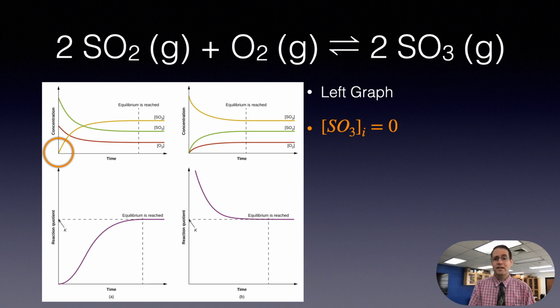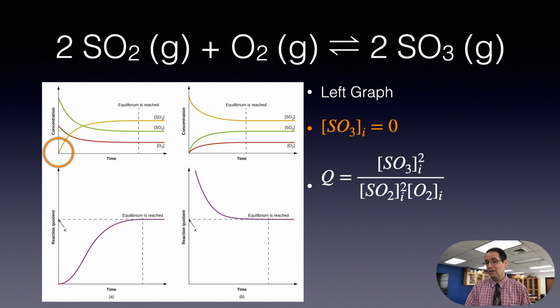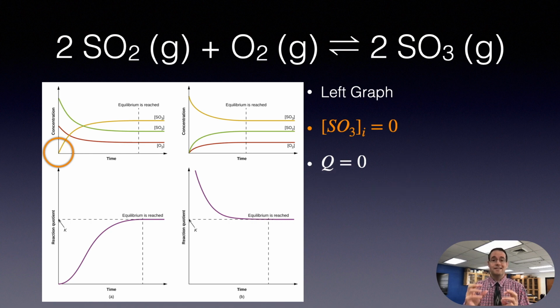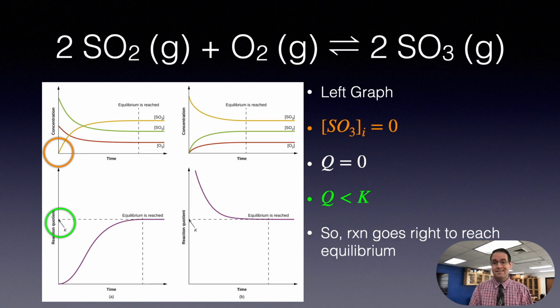So the initial concentration of sulfur trioxide is equal to 0, okay? And so Q, we can calculate this, is equal to products over reactants. So if we plug everything in, we don't have everything, but we do have a 0. If we square 0, we get 0. 0 divided by whatever other those numbers are is going to be 0, right? So Q is equal to 0. Now, if you look on the left circled green here, you can see that Q is 0. That's like on the bottom of the graph, and that's less than K, which is, I don't know what that dotted line is, it's some number, right? So Q is less than K. So what that means is the reaction is going to go right to reach equilibrium, all right?